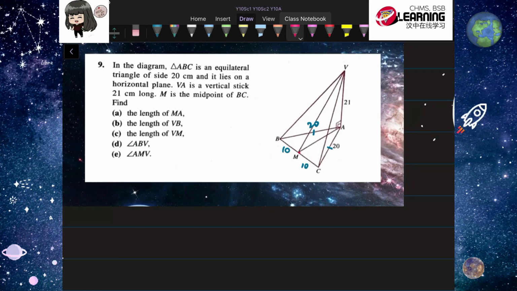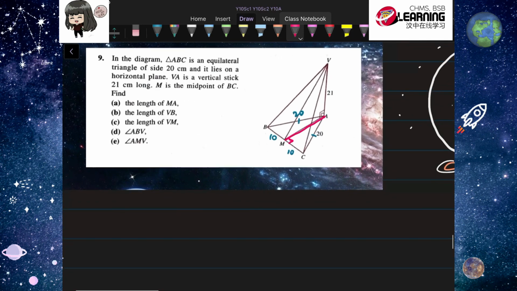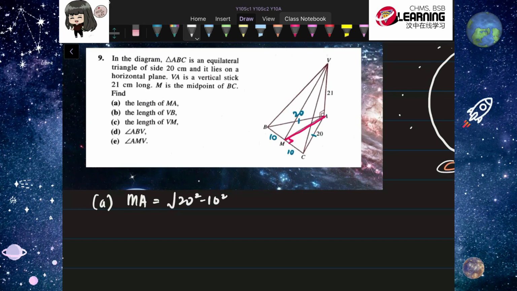MA is this one. So here is definitely 90 degree, because it divides into 2, 10 and 10, since it's an equilateral triangle. To find this pink line, we use Pythagoras Theorem. So MA equals square root of 300 and then 3 sig fig. You find it by your own.